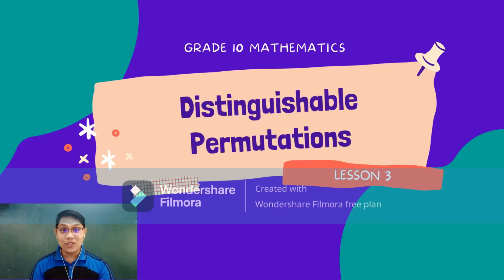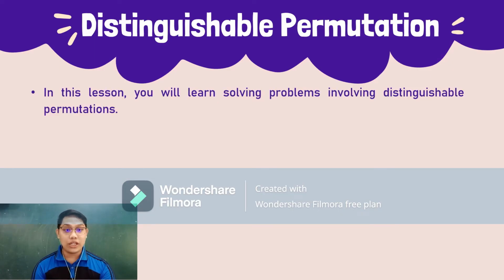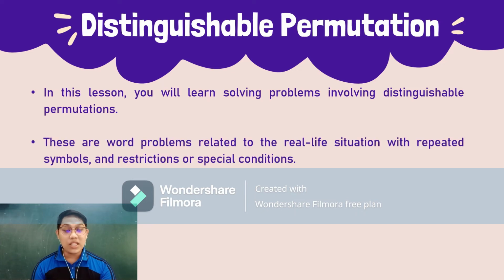Now, let us proceed to our lesson number 3, which is all about distinguishable permutations. In this lesson, you will learn to solve problems involving distinguishable permutations. These are word problems related to real-life situations with repeated symbols and restrictions or special conditions. Mao na siya ang gitawag na distinguishable permutations.